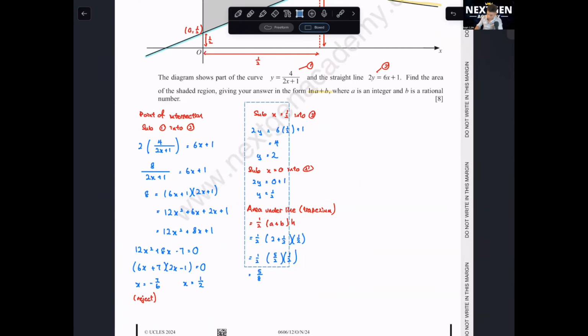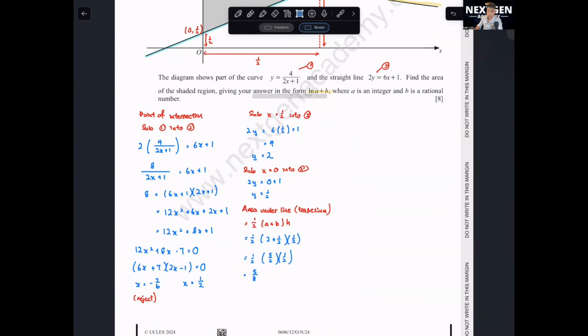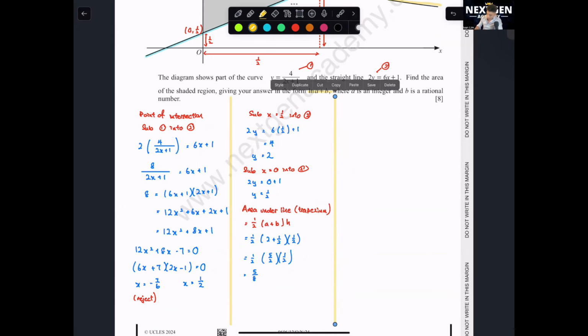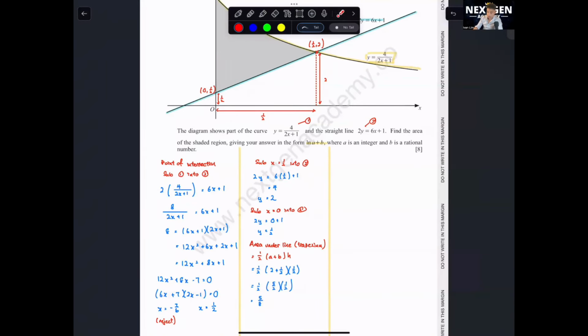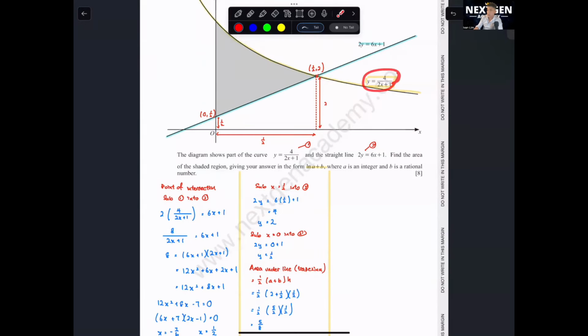In the exam, you don't need to squeeze so much, but try to put it in this small section here. Okay, so now we need to find the area under the curve. We will need to do a definite integral from 0 to 1 over 2 for this equation.